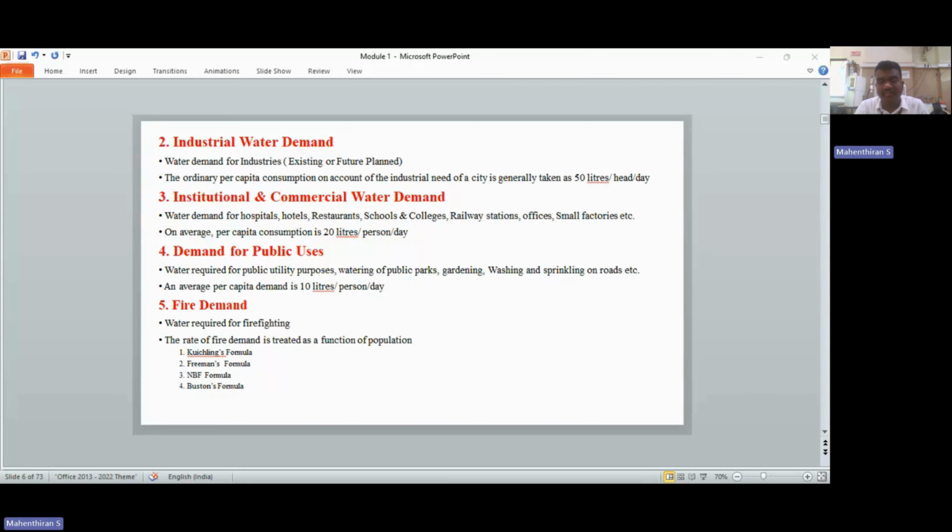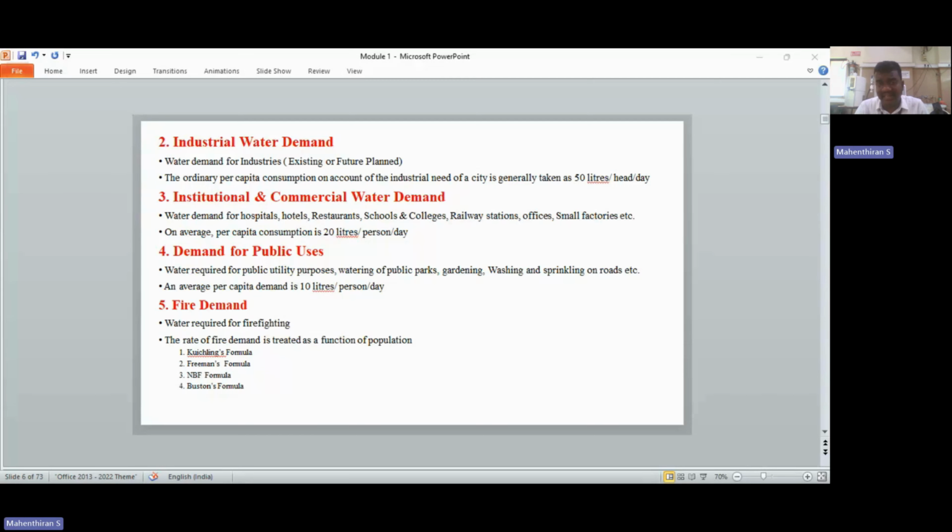Large volumes of water are required in a short time. Public safety depends on adequate fire water availability. One important point to understand is that fire demand is not based on per capita consumption alone, but is usually calculated as a function of the population.